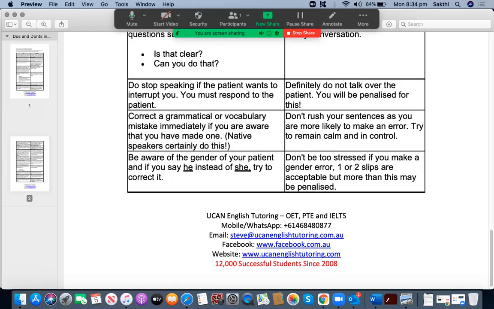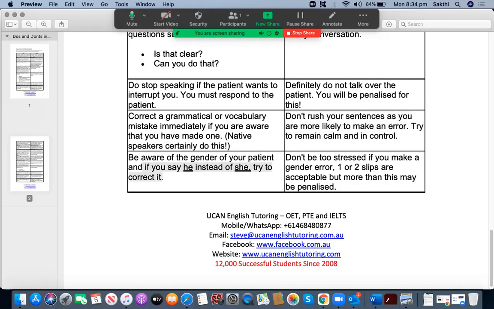Don't rush your sentences, as you're more likely to make an error. Try to remain calm and in control. Don't assume that if you speak really fast, you will make the fewest mistakes. It isn't the case. It's going to have a boomerang effect. If you speak at a fast pace, the examiner listening to your conversation won't be able to understand what information you would like to share, and as a result, your score will be severely impacted.